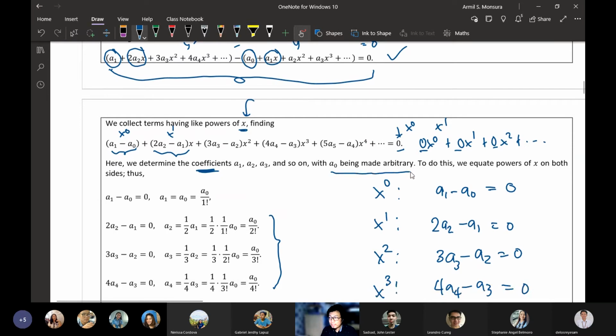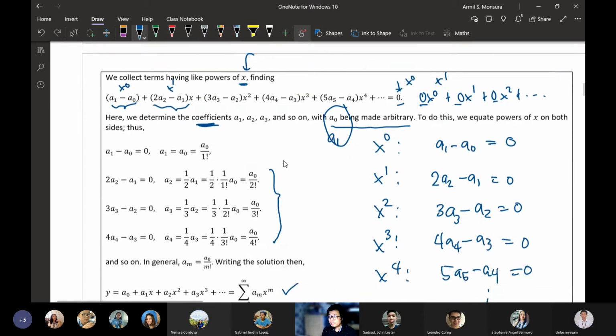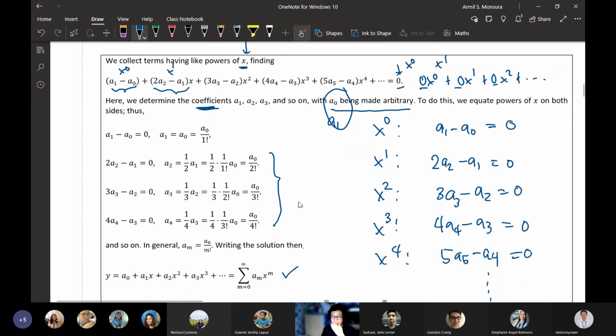Determine which constants will be made arbitrary. Okay. If you need one arbitrary constant, then that should be A0. If you need two, that's A0 and A1. Okay, and so on. And then, solve or determine the coefficients in terms of these arbitrary constants. So you'll have something like this. Okay? So again, do not multiply out numbers or terms yet.